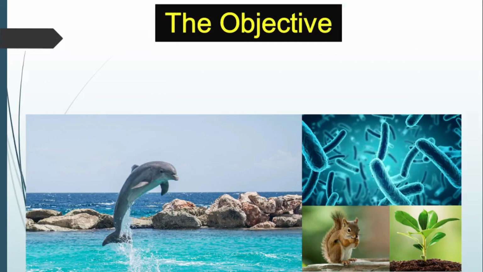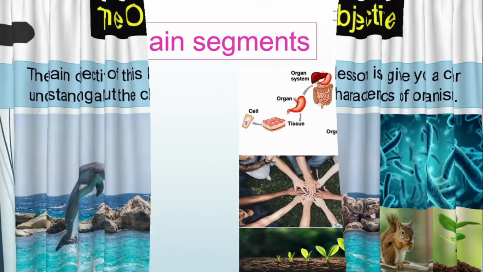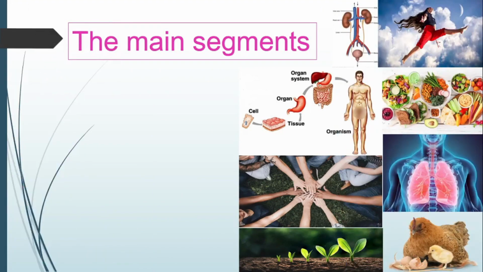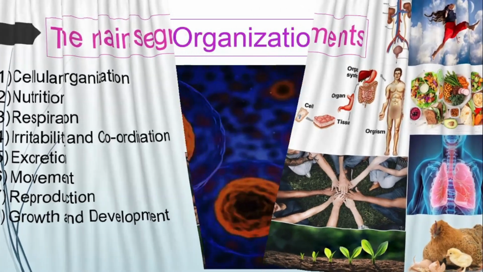The objective of this lesson. So, the main objective of this lesson is to give you a clear understanding about the characteristics of organisms. This lesson has been divided into 8 main segments. They are cellular organization, nutrition, respiration, irritability and coordination, excretion, movement, reproduction, and growth and development.